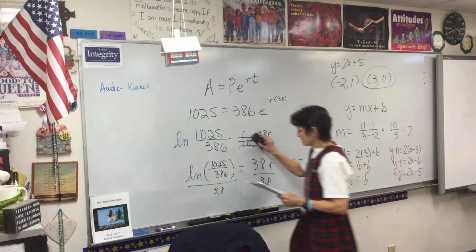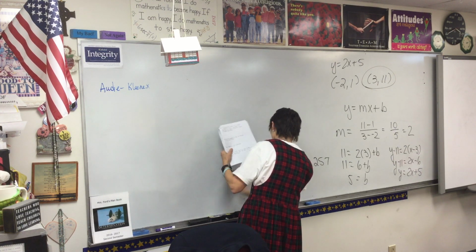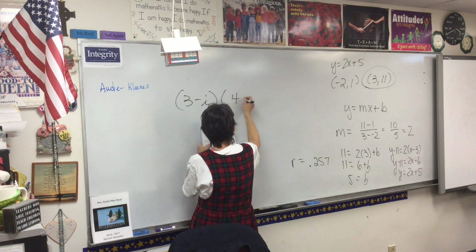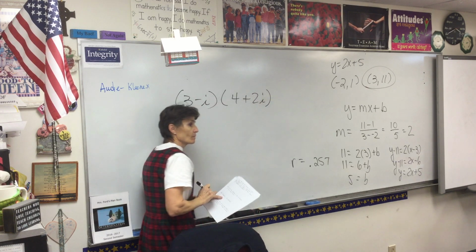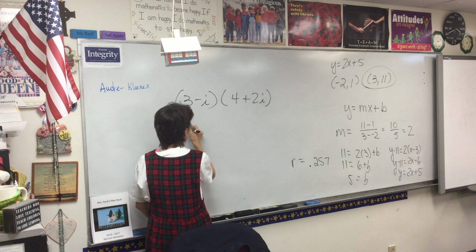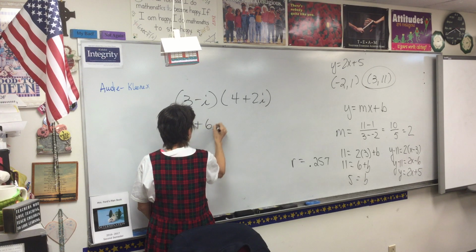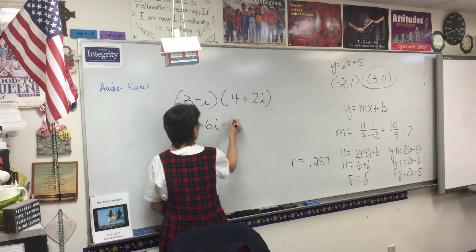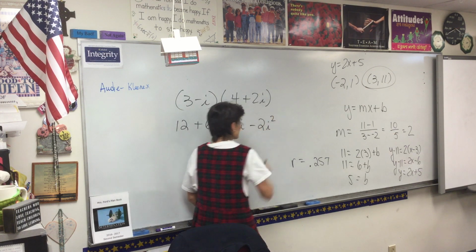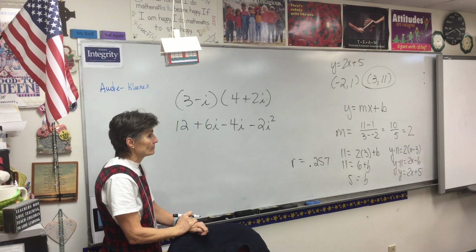Number 26. What do I do to simplify this? FOIL. This is a FOIL. So 12, that's first. Outside is 6i. Inside is negative 4i. And last is negative 2i squared. FOIL. Again, first year algebra.